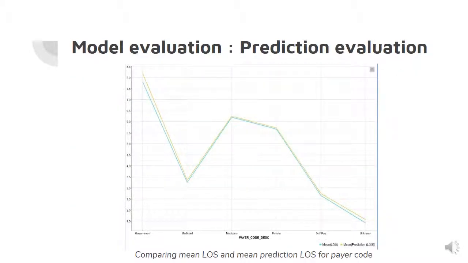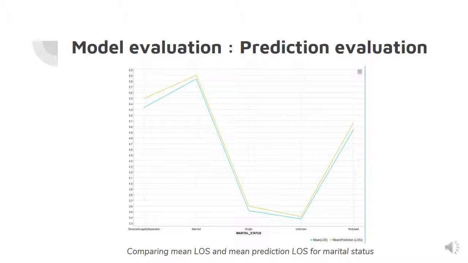Looking at the pair code description type line chart, it appears that the prediction model almost accurately predicted the grouping variables, and there isn't any significant deviation from the actual mean LOS for the predicted LOS mean. Looking at the marital status line chart, it also appears that the model almost accurately predicted the mean LOS, and there is not any significant deviation from the mean LOS with the predicted LOS.